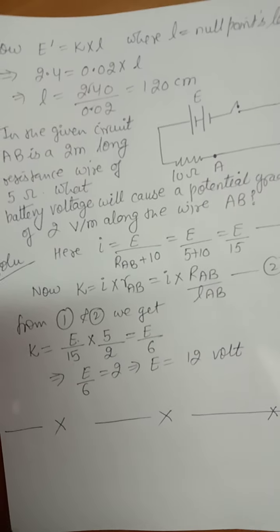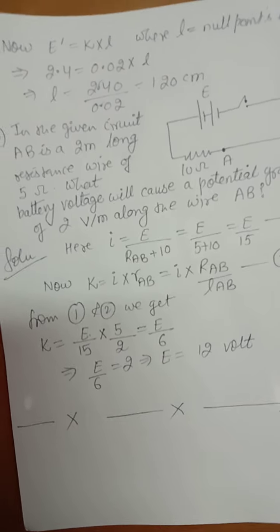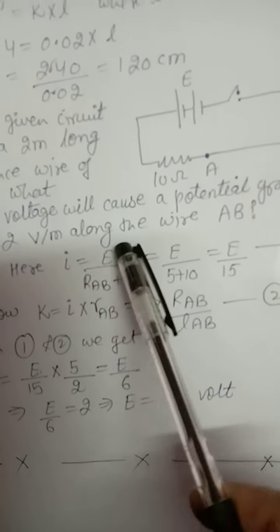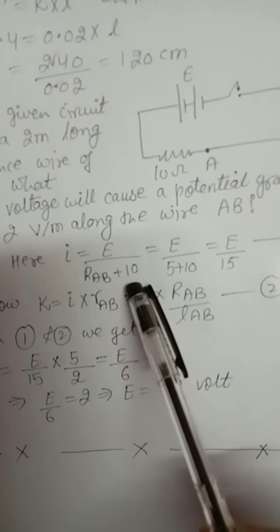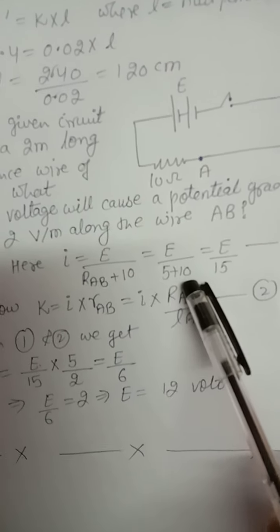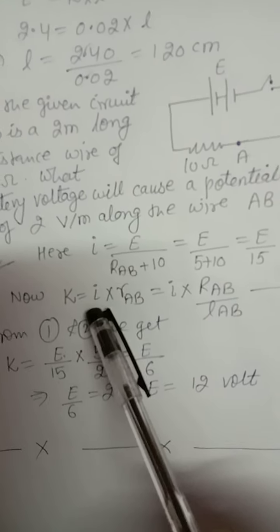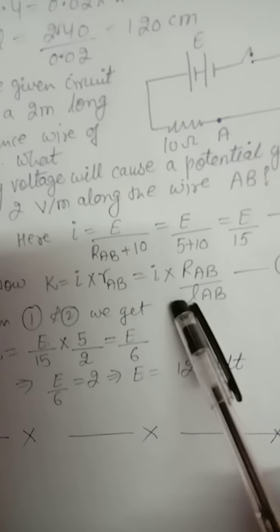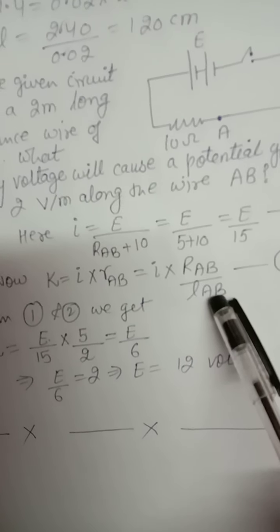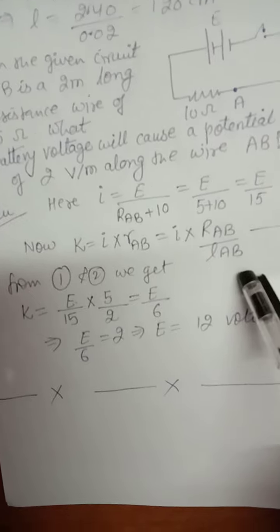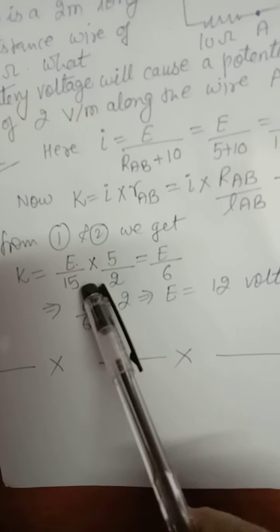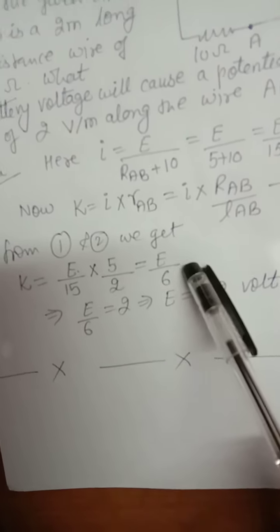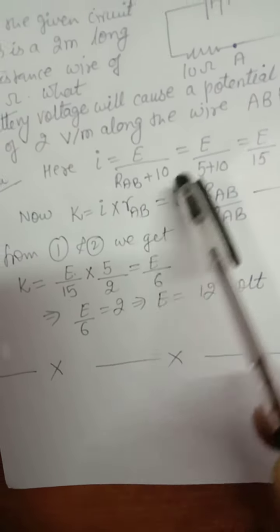One is I into resistance of AB, upon length, and second, I is E upon the total resistance, the resistance of AB plus the external resistance. That means I is E upon 15. Then the K value is given by I into resistance per unit length of wire AB, that is I into resistance of AB upon length of AB. Resistance of AB is 5, length is 2. So K is E upon 15 into 5 upon 2, which means E upon 6. The value given in the question is 2, so E upon 6 equals 2, and E is 12 volt.